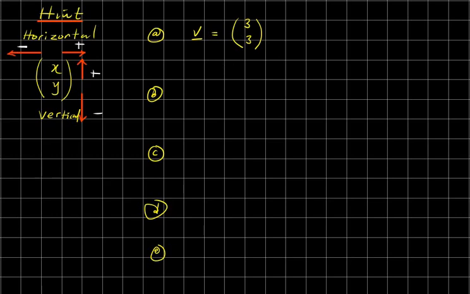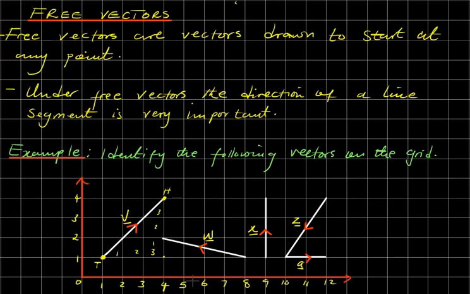Okay, let's look at the next vector, which is the vector W. Again, first we observe the direction of this vector. We can see the direction of the vector, it is in that direction. So first we move across or horizontal.